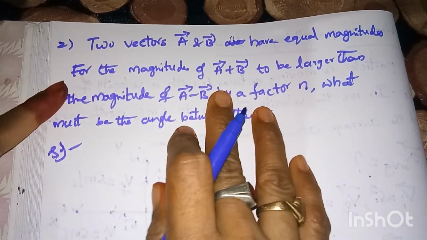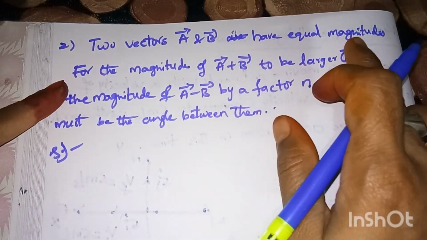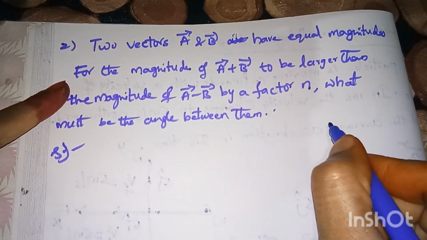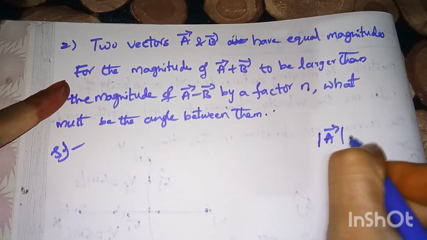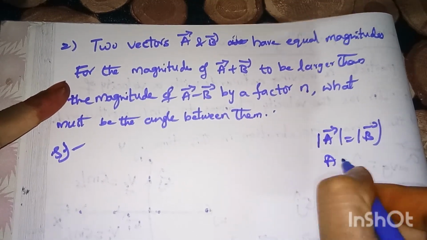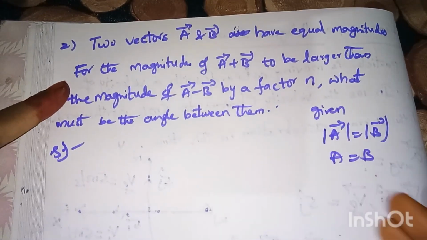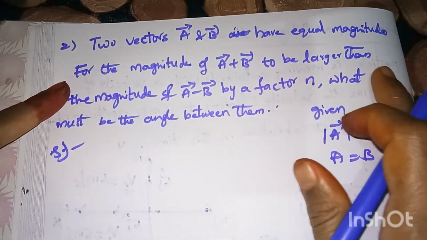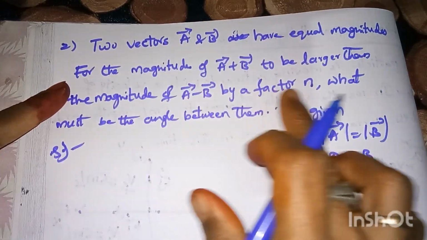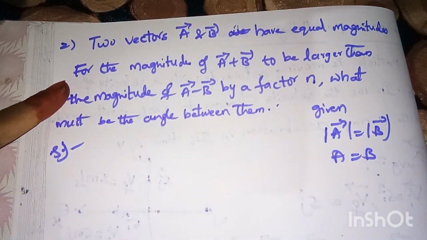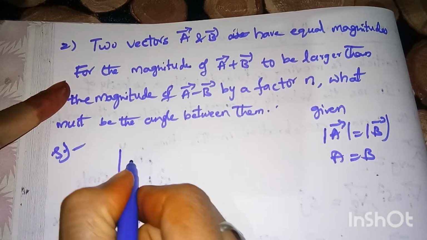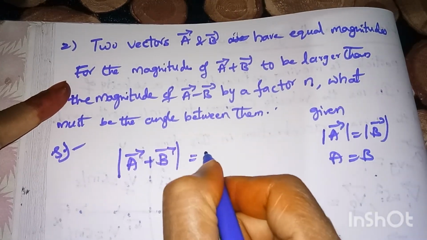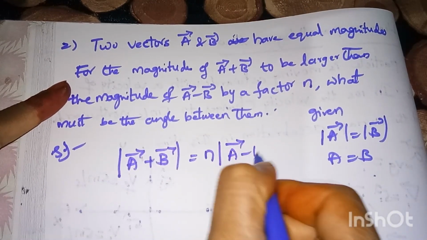The next problem is: two vectors a bar and b bar have equal magnitudes. They said that two vectors a bar and b bar have equal magnitudes, that is magnitude of a bar equals magnitude of b bar, a equals b, given. Two vectors having equal magnitude. For the magnitude of a bar plus b bar to be larger than the magnitude of a bar minus b bar by a factor n, what must be the angle between them? Also given that the magnitude of a bar plus b bar is larger than n times the magnitude of a bar minus b bar.